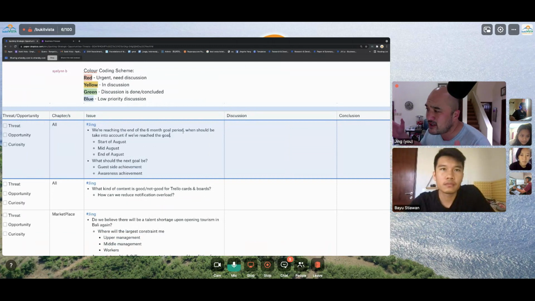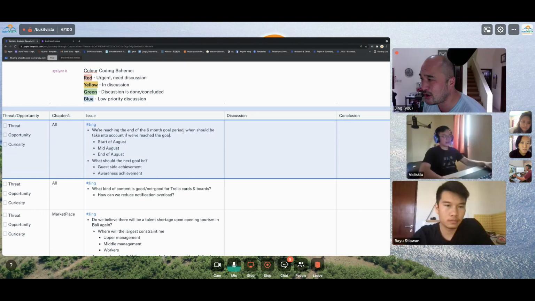Okay, so we're approaching the end of the 6 month journey. It's coming to August. Can I get a vote on where we think the long term goal should end? We didn't say specifically. Should it end at the beginning of August, mid August, or the end of August? Let's go to Vidi first. When do you think our long term goal ends?